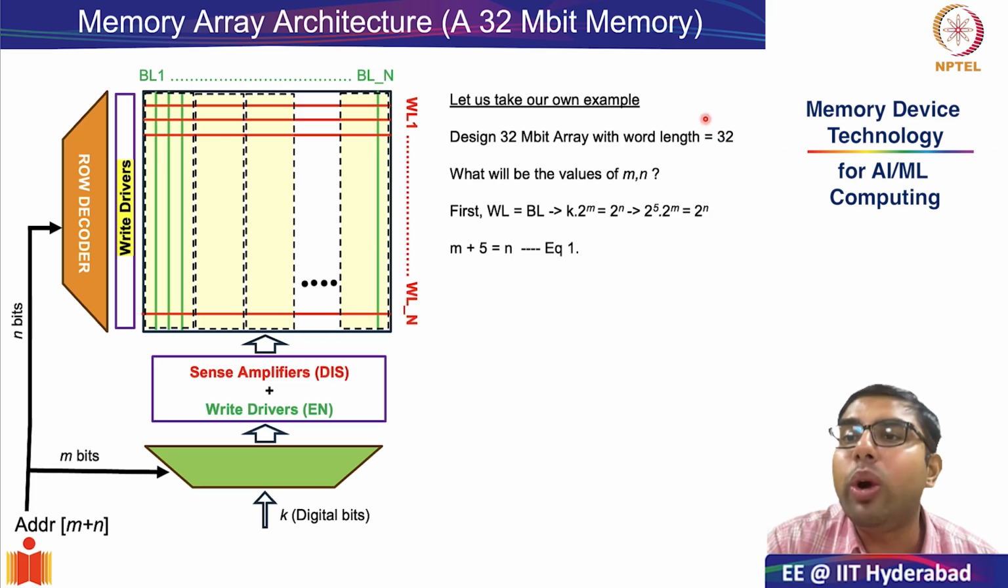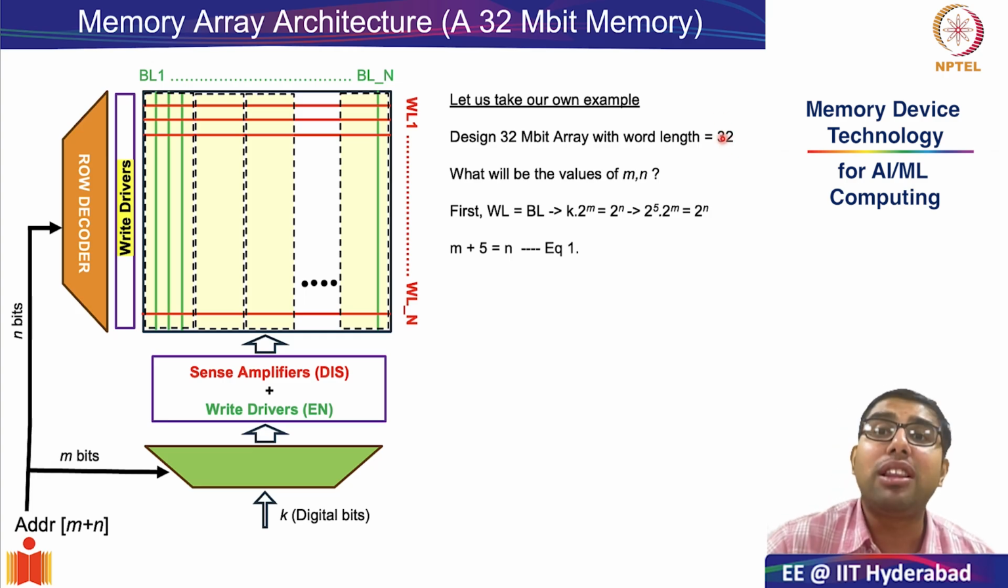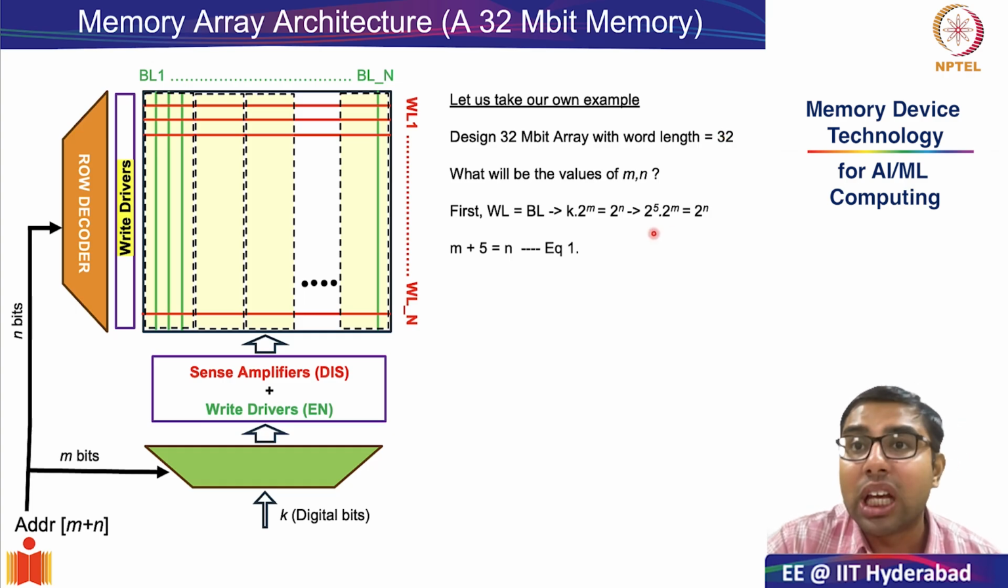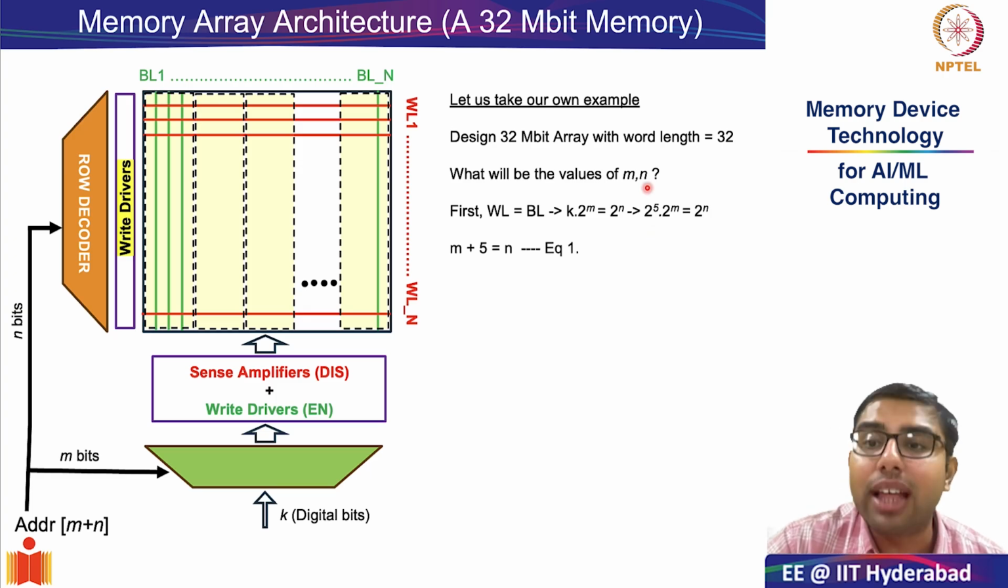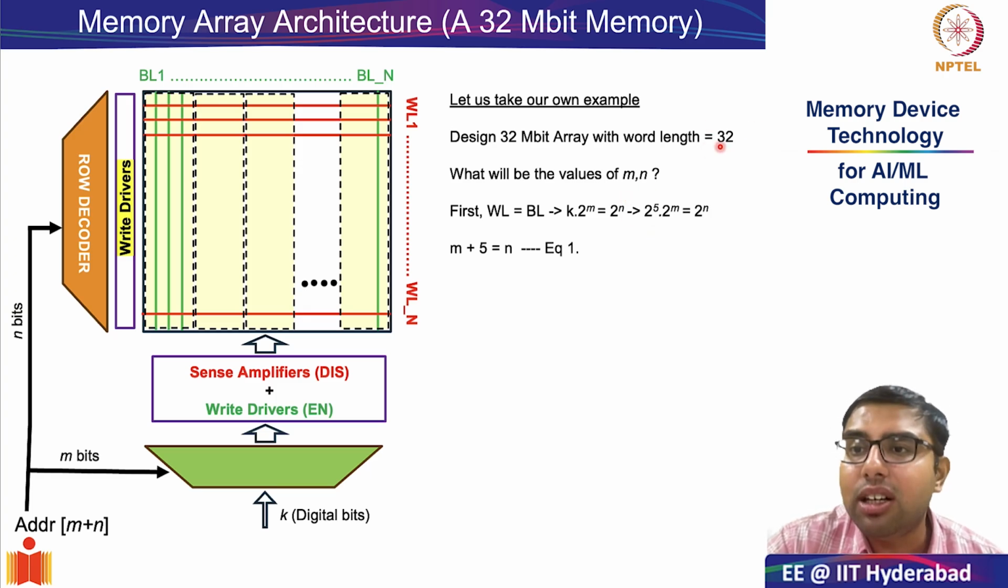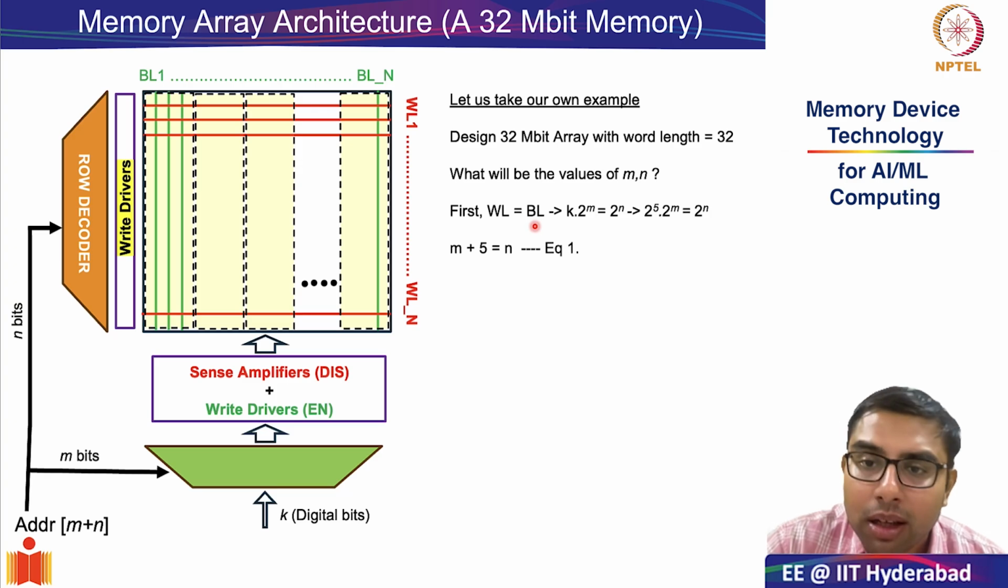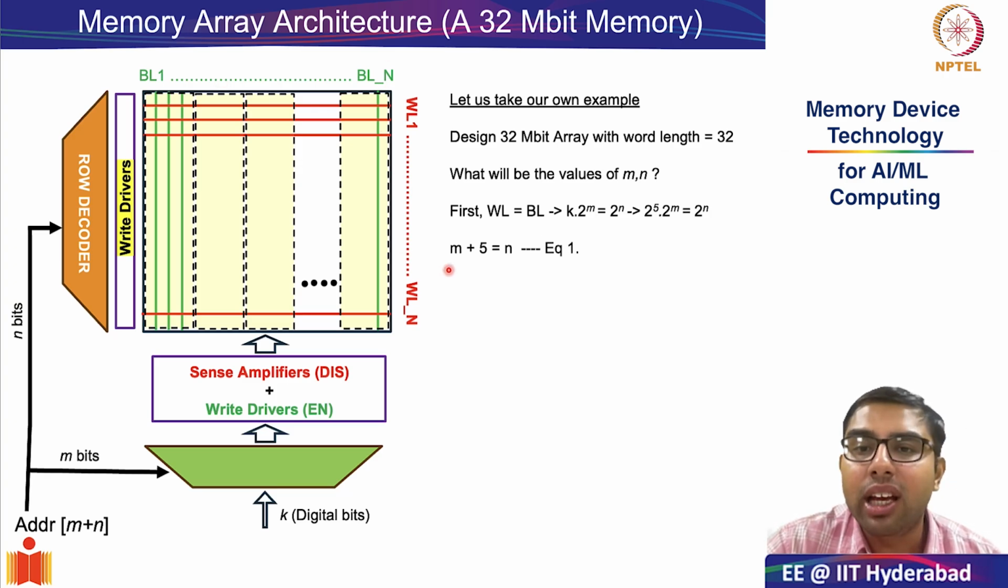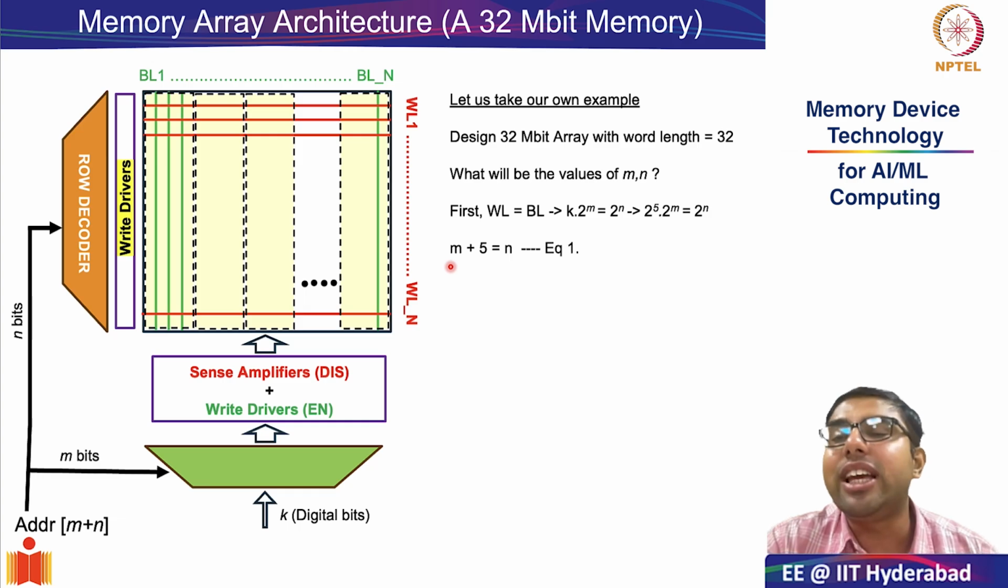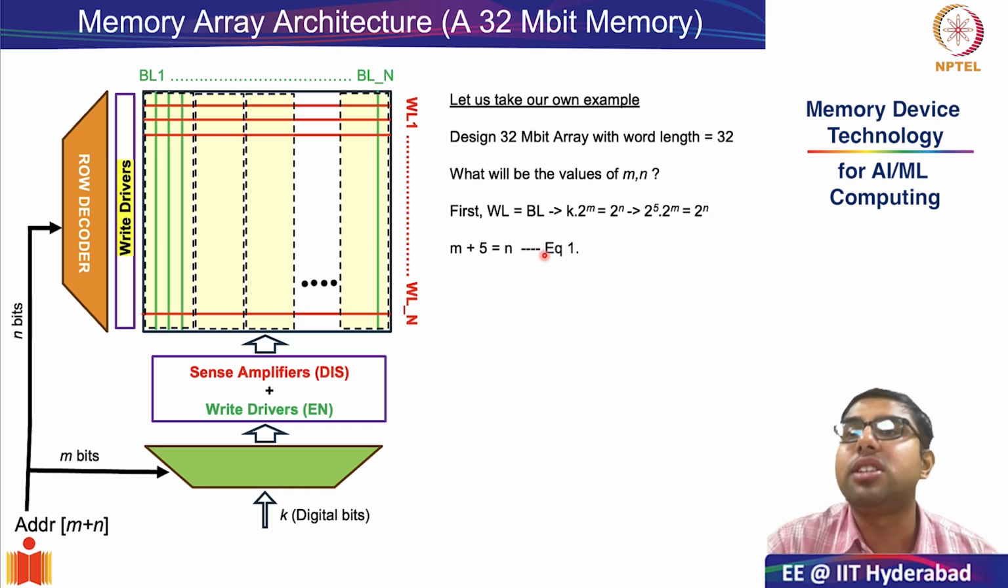So k into 2 to the power of m should be equal to 2 to the power of n. Since k is 32 in our given case, we are working with an older generation of processor whose word length is 32. Remember, we discussed recently we have moved to 64 as the word length also. But in this example, let's consider k to be 32. So 32 is nothing but 2 to the power of 5. So the first equation, which comes from constraining the number of word lines to bit lines because you are considering a square array, is m plus 5 is equal to n. This is the first equation.